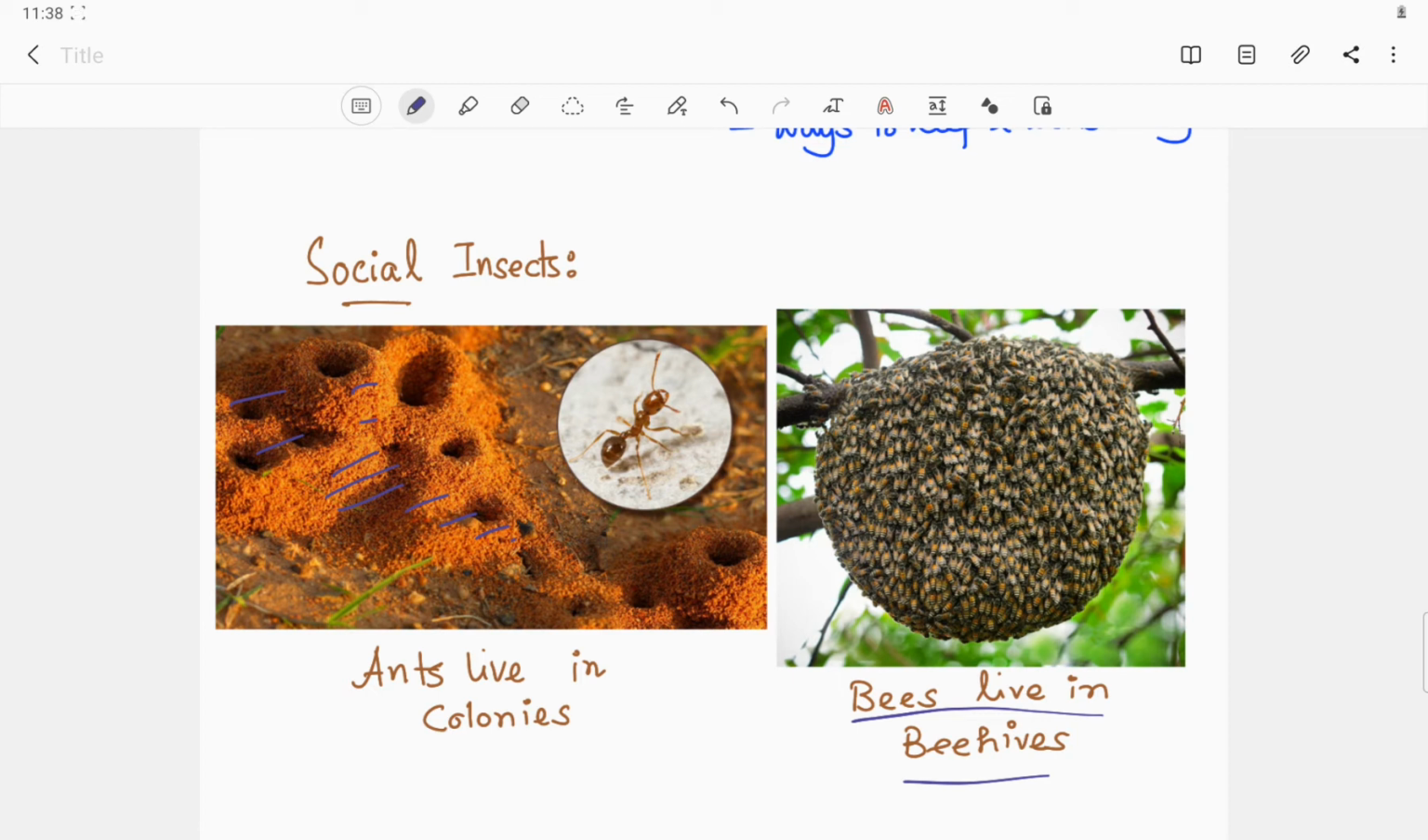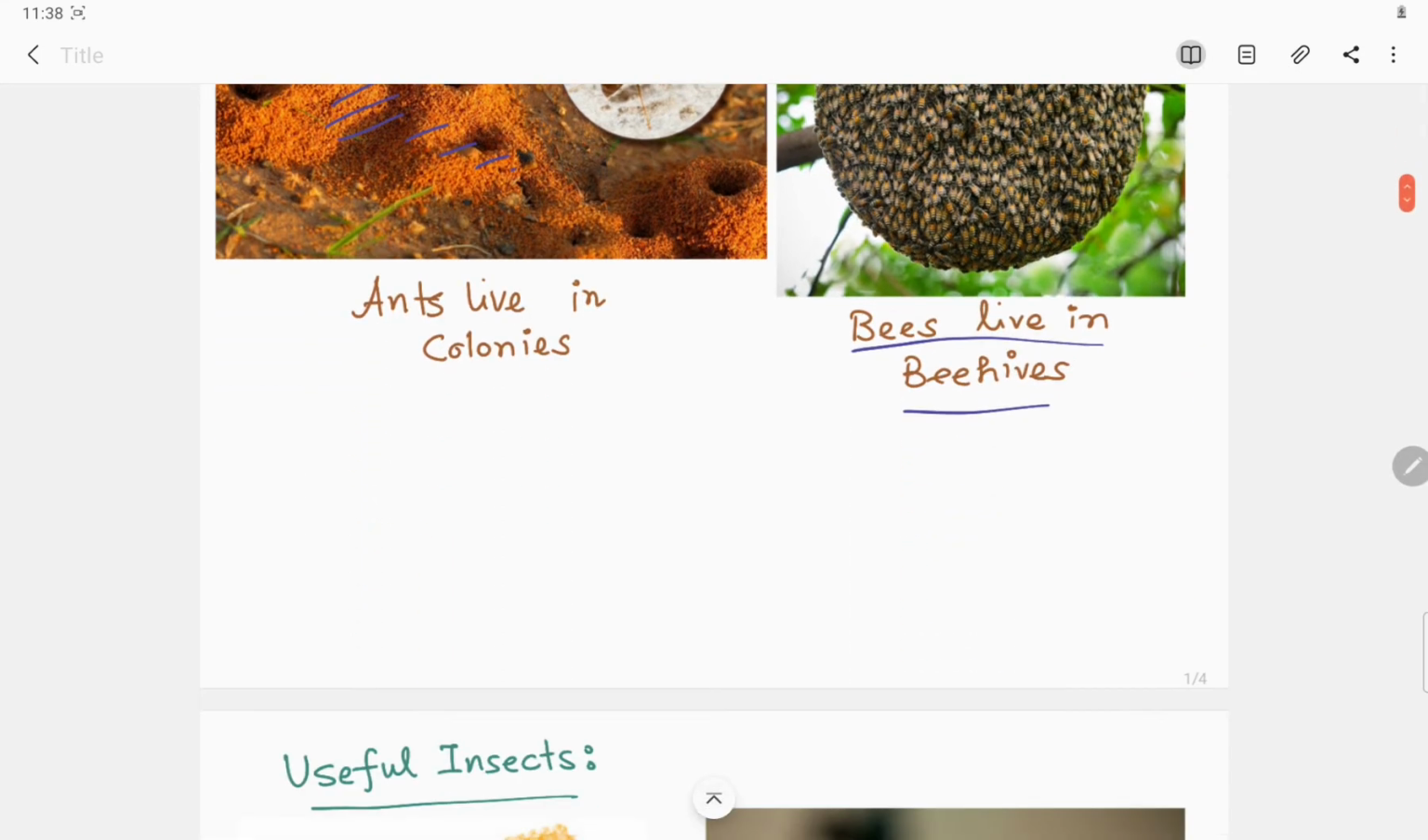Similarly, the queen bees, male bees, and the female worker bees are in a beehive. They do the same thing. That's why ants and bees are called social insects. They live together. Human beings live together in a colony. Similarly, in this manner, social insects such as ants and bees live in a colony. They live together. Right?